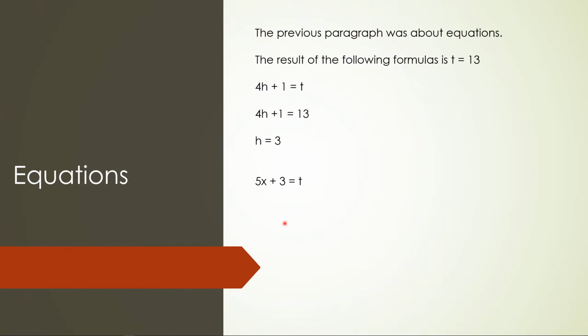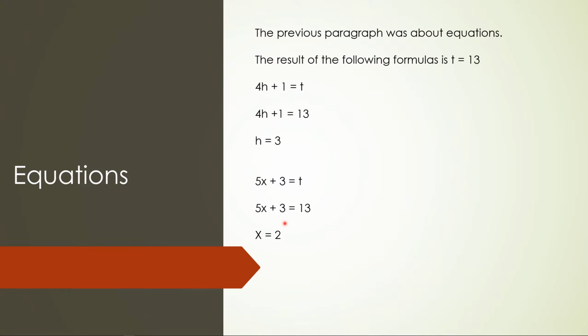Another example would be 5x plus 3 equals t. We know t is 13, we can fill it in. Now we can think about it and do some calculations, and we see we have to get 10, so 5 times 2 plus 3 equals 13. So 2 is the right answer for x.